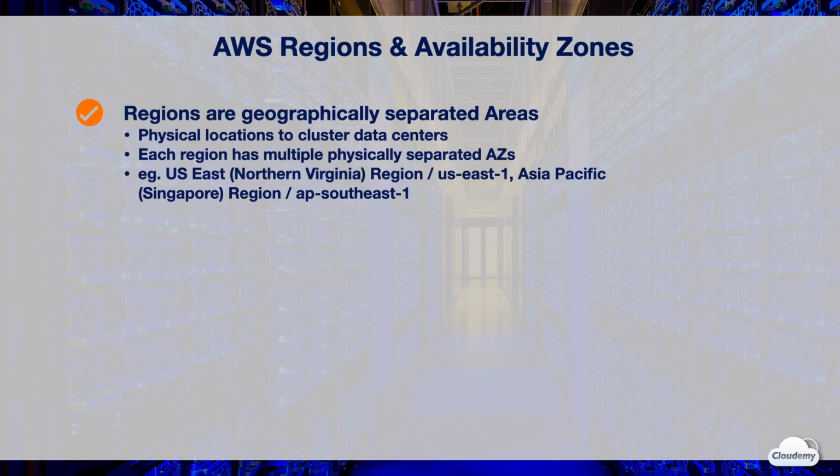Regions are geographically separated areas. These regions are physical locations around the world to cluster multiple data centers. Each region consists of multiple isolated and physically separated AZs. Usually there are 3 AZs per region, sometimes more or less than 3. For example, US East Northern Virginia region has 6 AZs, whereas Singapore region has only 3 AZs.